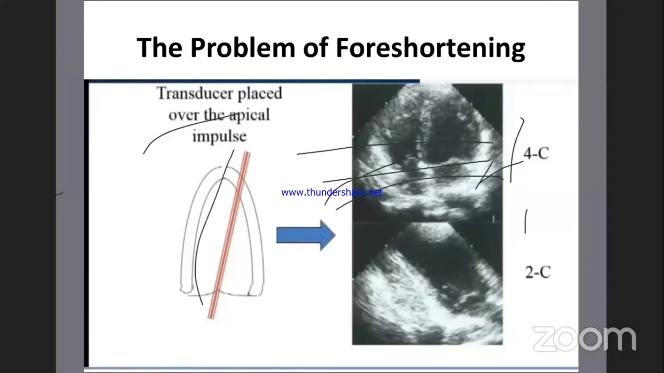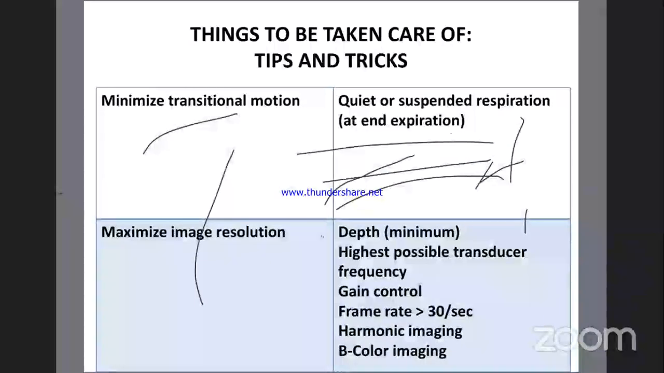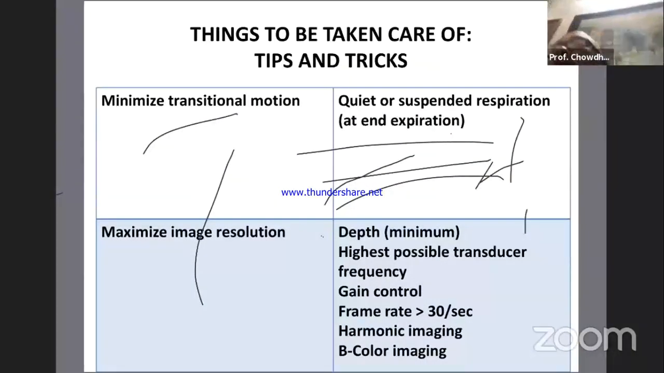So I will concentrate on the Simpson method. Basically, the Simpson method is the method which is required to quantify. If not all the time, we need to do this Simpson method. But as I said, in certain situations, when people expect that you should give the number, in those cases, you have to minimize the translational motion by having the patient in quiet respiration. We have to optimize the image resolution.